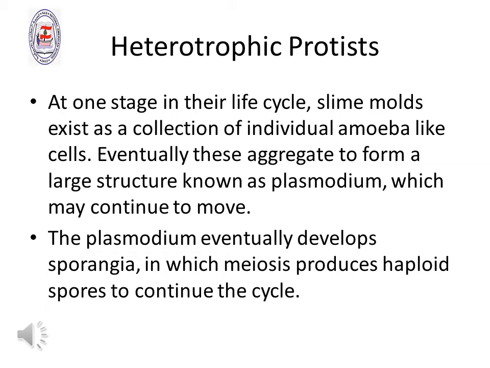At one stage in their life cycle, slime molds exist as a collection of individual amoeba-like cells. That means they look like amoebas. However, eventually they aggregate, or combine, to form a large structure known as a plasmodium, which may continue to move. The plasmodium eventually develops sporangia. Now these sporangia are structures that are in charge of making and storing spores.